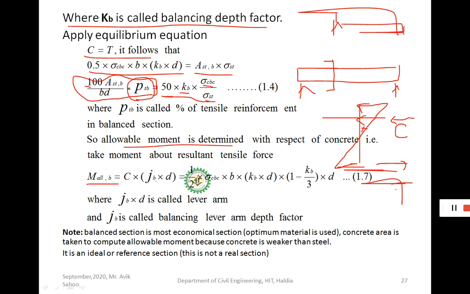C is equal to JB into D. So JBD, you know, this is the lever arm. The distance between the two couples, the two resultant forces, compressive force and tensile force, is called the lever arm.